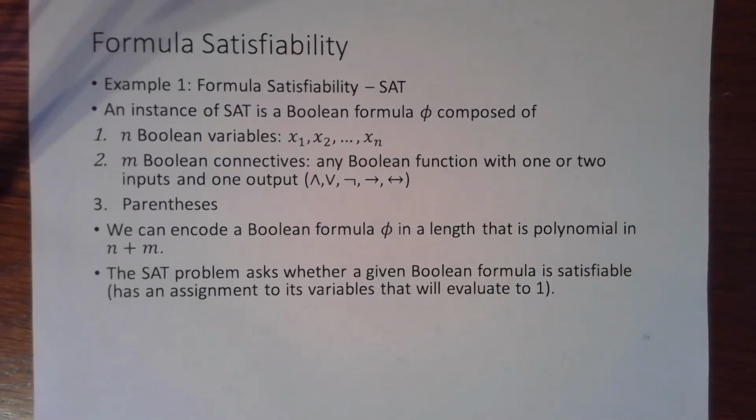Alright, next we're going to look at some proofs for NP completeness, and our first example is going to be the formula satisfiability problem, also known as SAT. An instance of SAT is just any Boolean formula, we'll call it phi. It's composed of n Boolean variables, we'll label them x1 through xn, and then a number of Boolean connectives. These Boolean connectives can be and, or, not, as well as implication and biconditional.